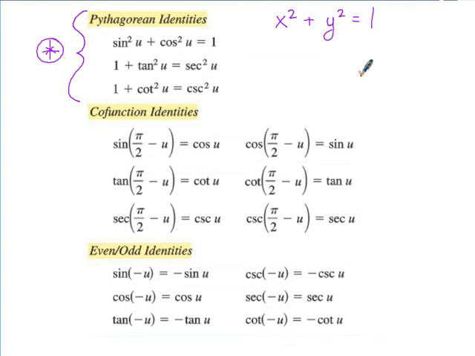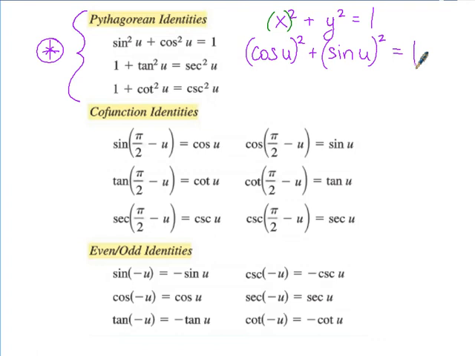Well, in that equation, we can take an x out and plug in what is equivalent to x. Is it your sine or your cosine? Cosine. So we could say this is cosine of u, squared. We can take out a y and plug in sine of u, square it, and set that equal to 1.